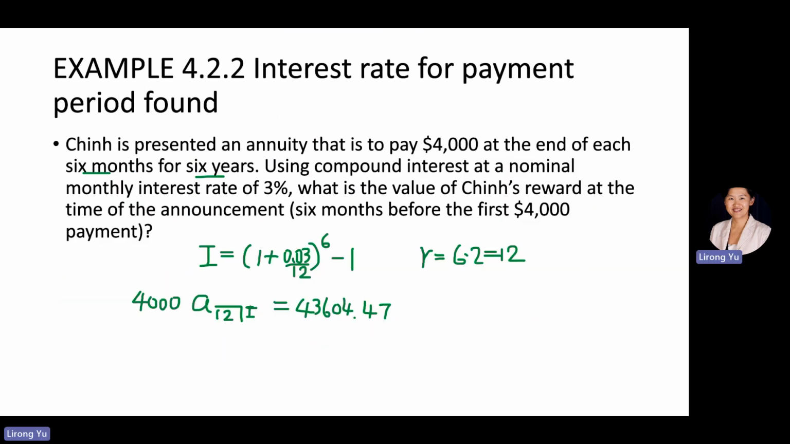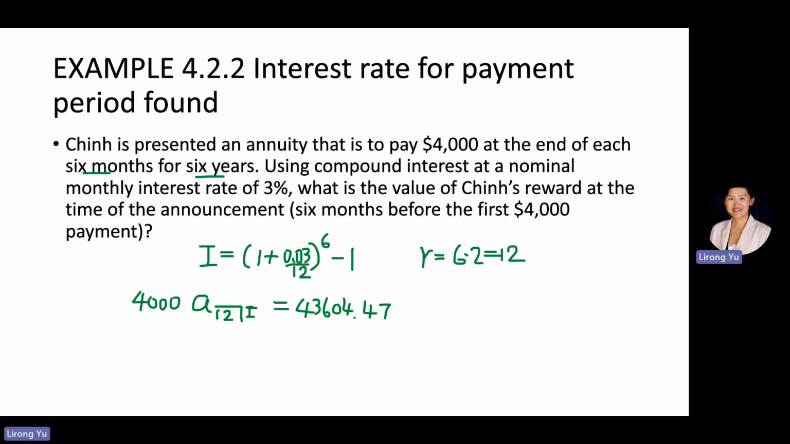So let's look at an example just to derive the formula. Suppose you want to pay $4,000 at the end of each 6 months for 6 years. Use compound interest at a nominal monthly interest rate of 3%. So in this case, the interest is monthly interest. It's a nominal interest. So the nominal interest rate is 3%. 3% divided by 12.